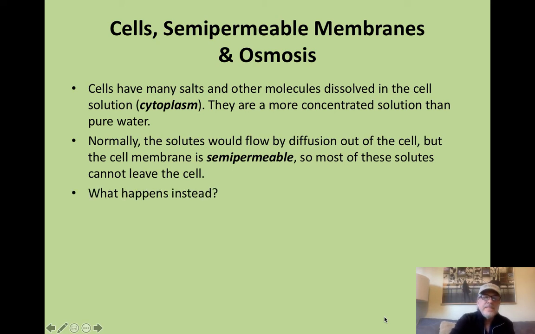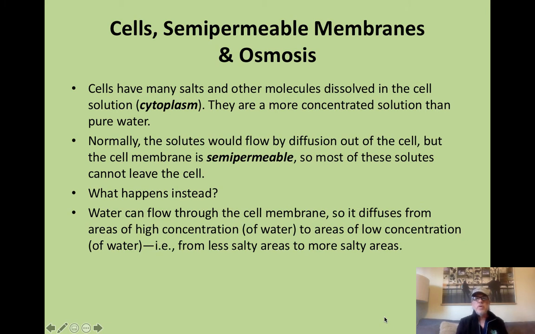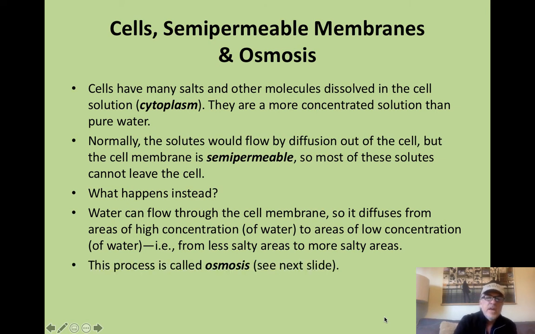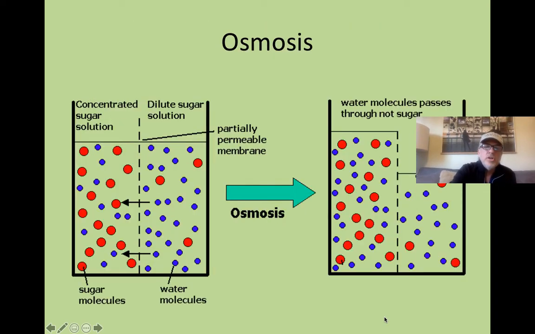So what happens instead? Water can flow through the cell membrane, so it diffuses from areas of high concentration of water to areas of low concentration of water. In other words, from less salty areas to more salty areas. This process is called osmosis, and let's take a look at that.